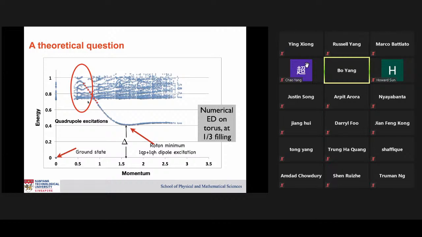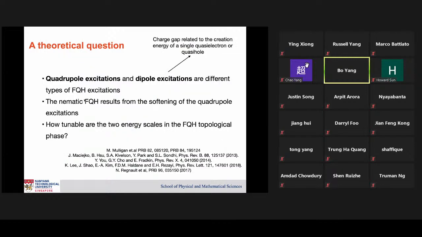Okay, so the key message here is that the quadrupole excitation and the dipole excitation are two different types of excitations in such a system. So the dipole excitation gives you the charge gap, but the quadrupole excitation is a neutral gap. And the nematic fractional quantum Hall state is believed to arise from the fact that the charge gap is always open. So that's why you always have quantized Hall conductivity, but the neutral gap becomes gapless, leading to some kind of a spontaneous symmetry breaking and anisotropy of the ground state. But it does not affect the charge transport. That's why you still see the Hall plateau.